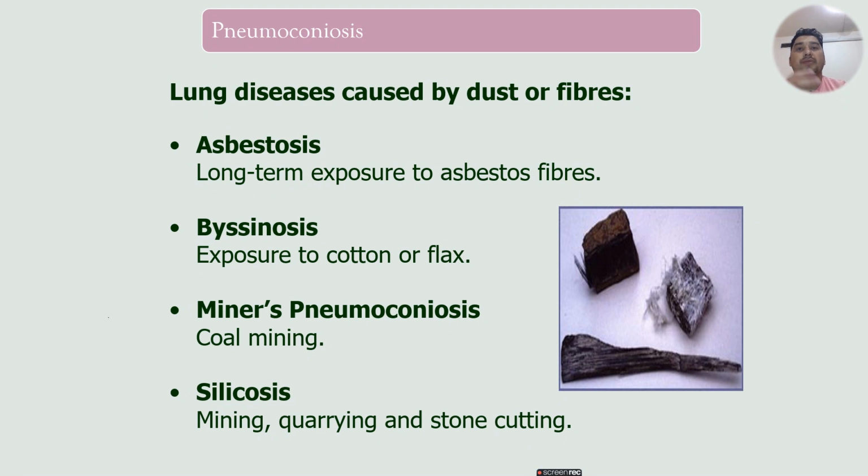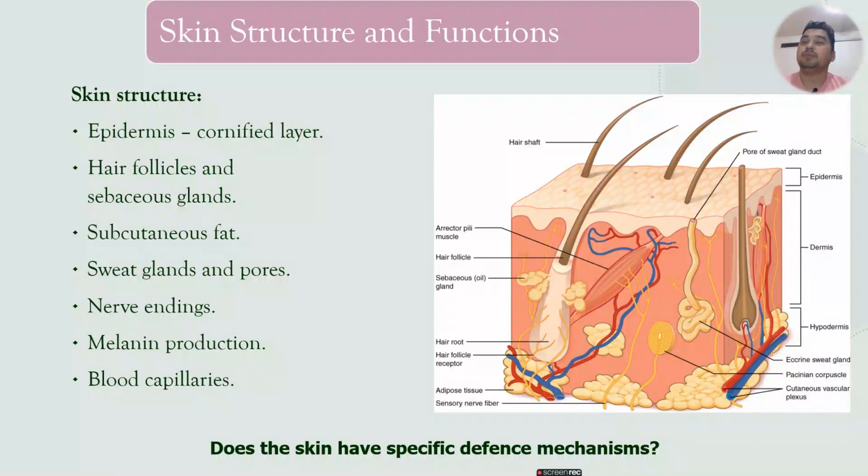The people who are working with cotton or flax will get the disease called byssinosis. Then we have the minor pneumoconiosis, coal mining. The people who are working in coal mining will get this disease. Then we have silicosis: mining, quarrying, and stone cutting. The people who are working in mining and stone cutting come into contact with silica dust, and it will cause a disease called silicosis.